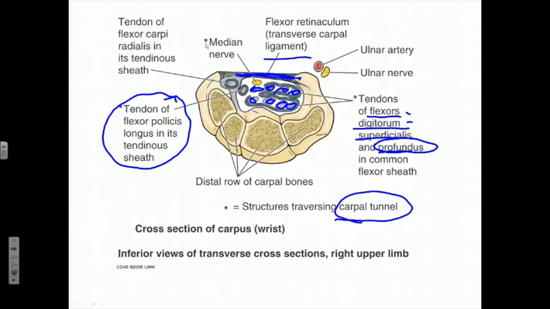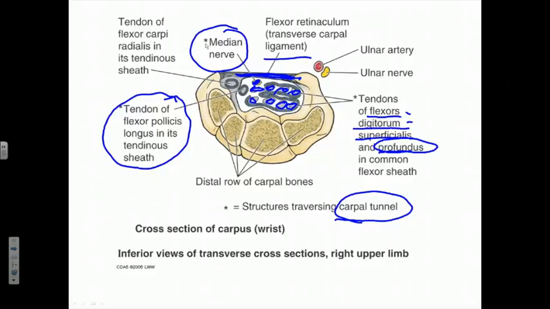But as you'll hear from Dr. Macnow now, the most important structure that is also traversing the carpal tunnel clinically is the median nerve. And you can see the median nerve coursing through the carpal tunnel just in back of, or posterior to, the flexor retinaculum, and really just in front of, or anterior to, the tendons of the flexor digitorum superficialis.